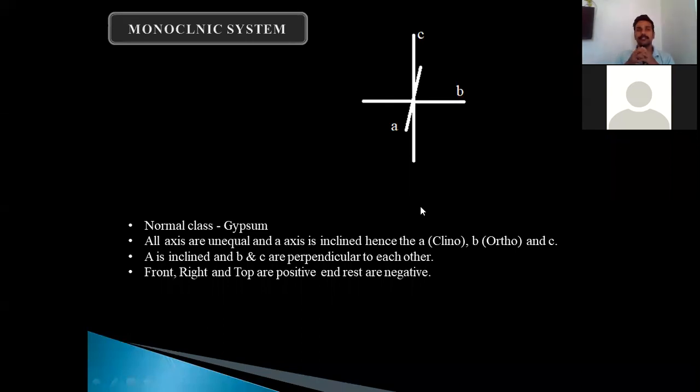So the axis which is inclined is termed the clinoaxis, and the axis which runs from right to left is called the orthoaxis. If you remember, in the orthorhombic system, the A-axis was named the brachyaxis, whereas the B-axis was named the macroaxis. But here the nomenclature has changed. Here the A-axis is called the clinoaxis, whereas the B-axis is the orthoaxis. And why is it called clino? Because you know that it is inclined, hence the name clino.